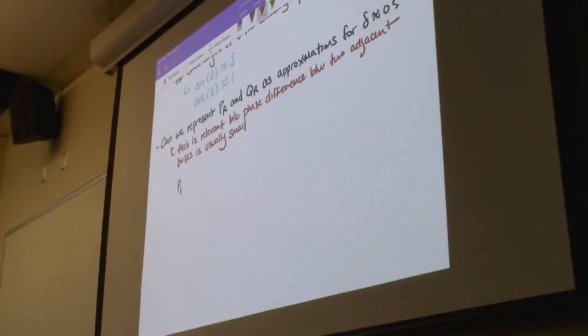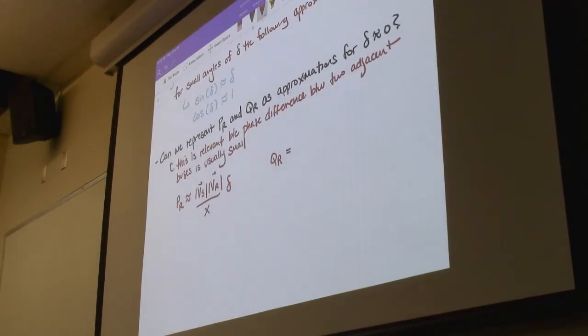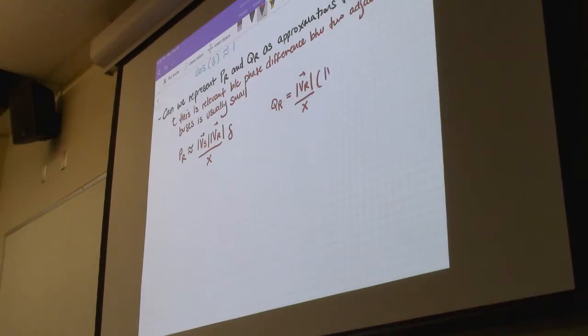So we have PR is equal to, or I should say approximately equal to, VS VR divided by X delta. Then we have QR is equal to the version we have up here, VR over X, VS minus VR. And I'll include a 1 just to show that's where the approximation was.